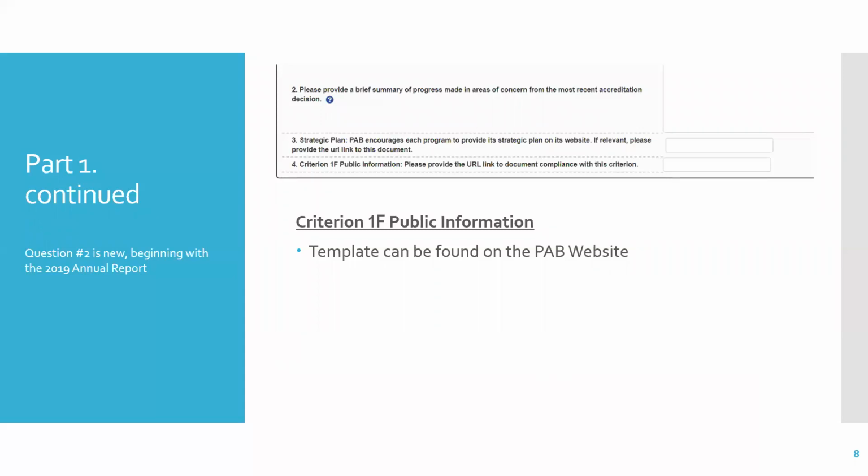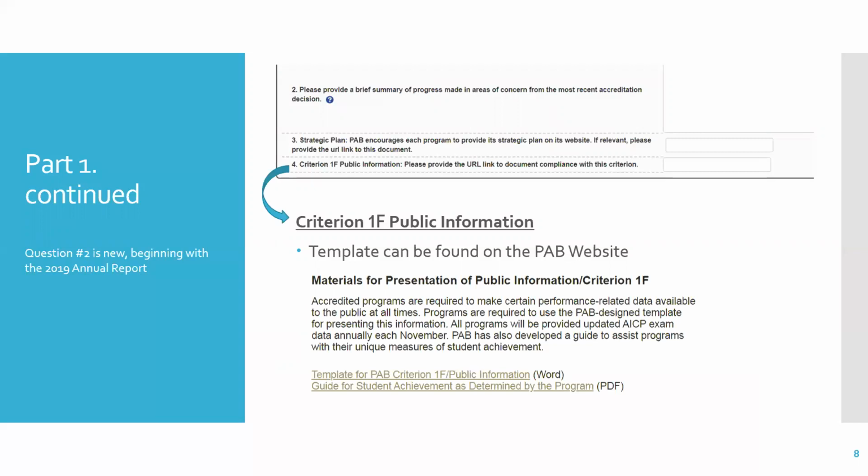For question 3, if your program provides a link to the current strategic plan on its website, please list the link in the space provided. For question 4, public information template for Criterion 1F can be found on the PAB website. Please provide the direct link to the completed template on your program's webpage in this section.